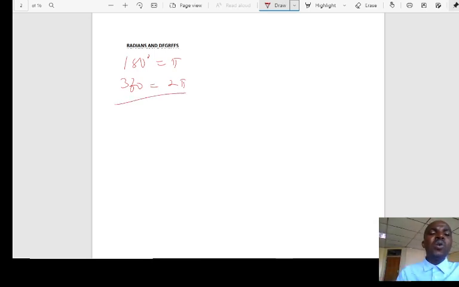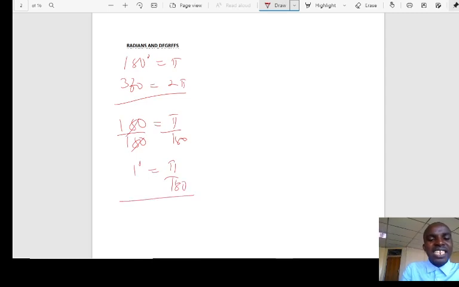Then, how can you convert a number from degrees to radians or from radians to degrees? Let me start with this one. To convert a number 180 to a number that will be in degrees, right? So you just say divide by 180 here. You divide by 180 on this side. So it will be 1 degree is equal to pi over 180 radians. Like this. Radians, you can write rad. So that's 1 degree.